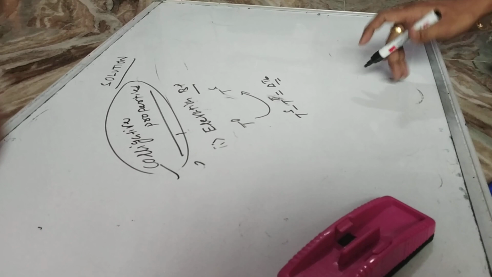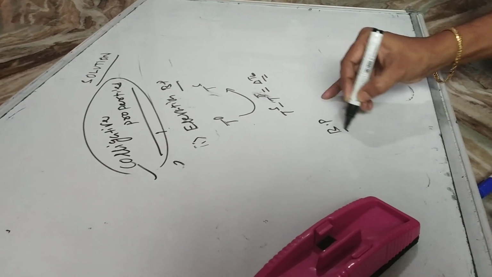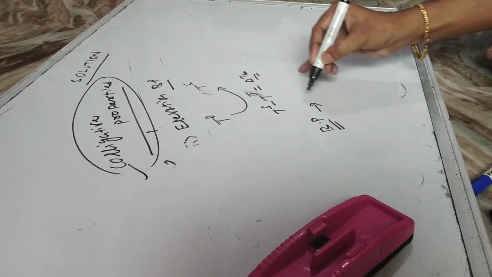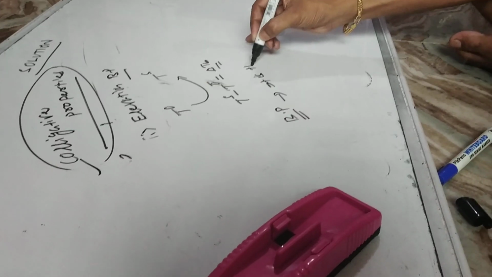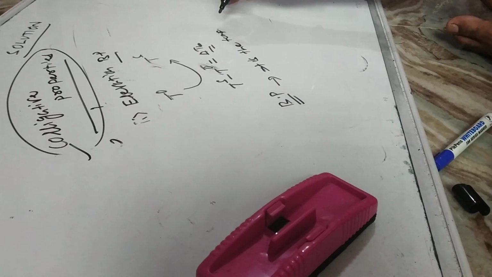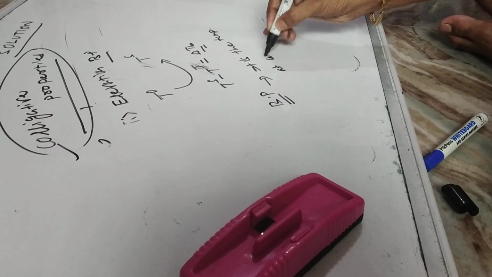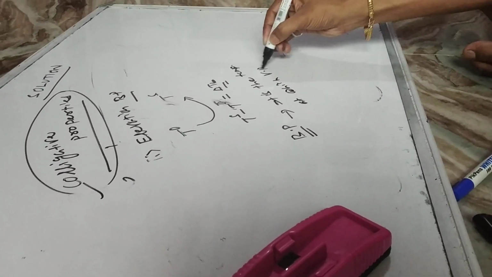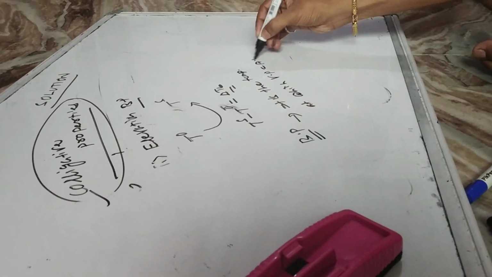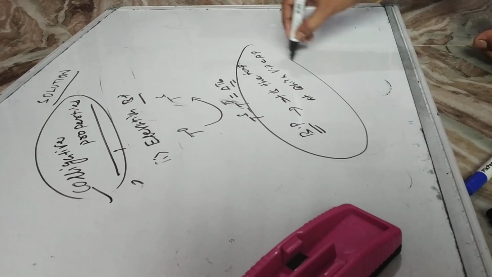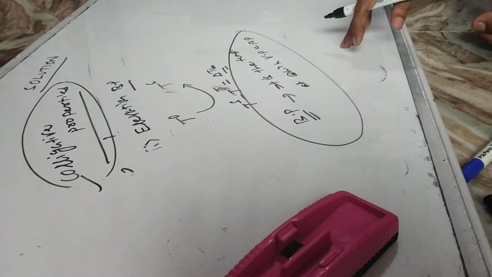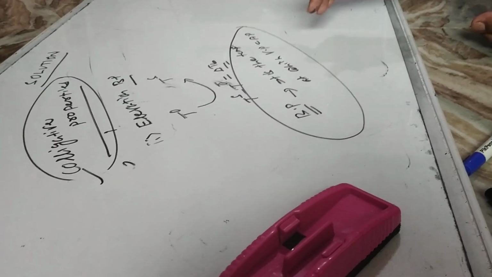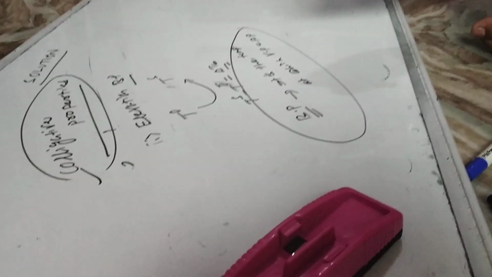First of all, we should know the meaning of boiling point. Boiling point is the temperature at which vapor pressure is equal to atmospheric pressure. Then we can say this is the boiling point.